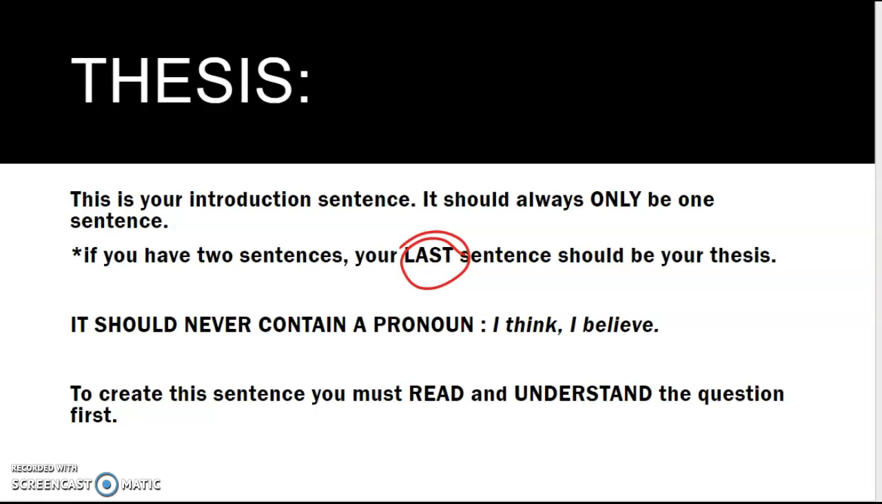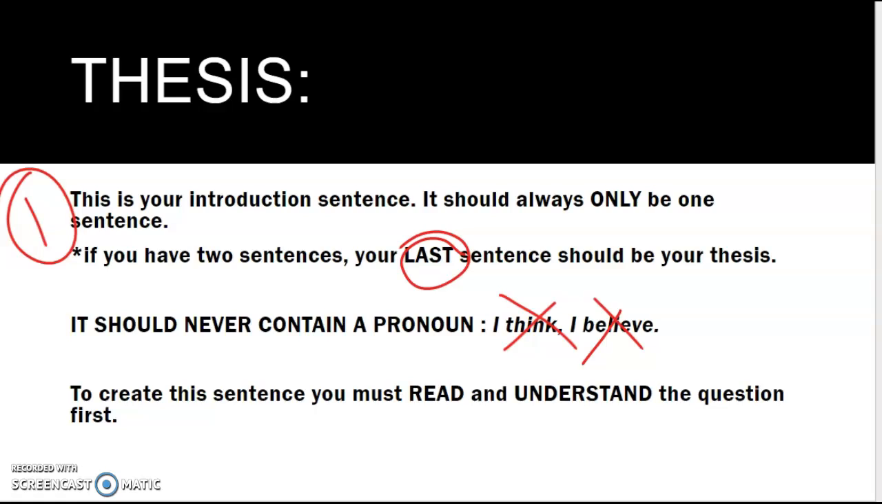So that's the reason why it should just be one sentence total. Okay? It should also never contain the pronoun I. No "I think," no "I believe," because, not to be mean, but they don't really care what you think. They actually just want you to analyze. They don't want any fluff. They want it straight to the point. And the more you can do that, the better your score is.